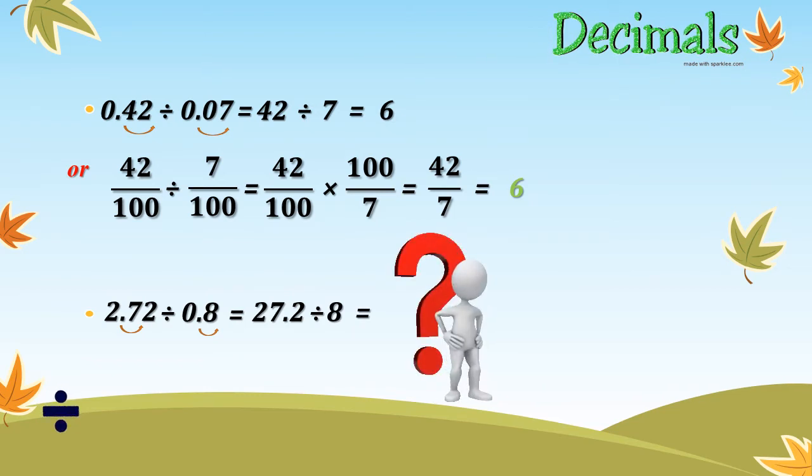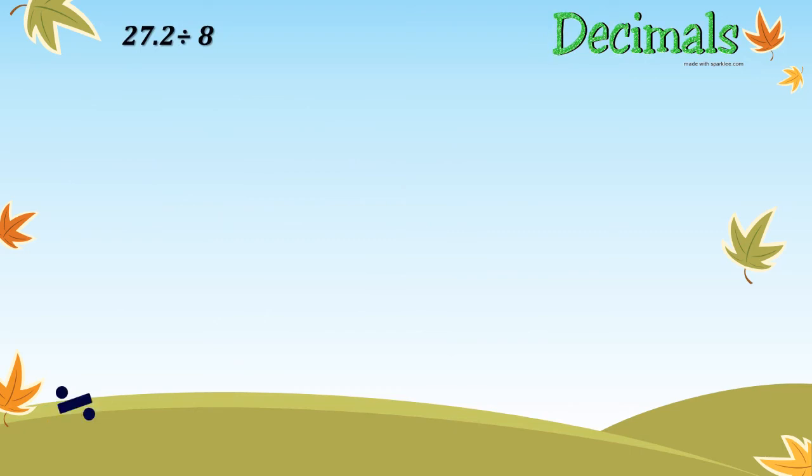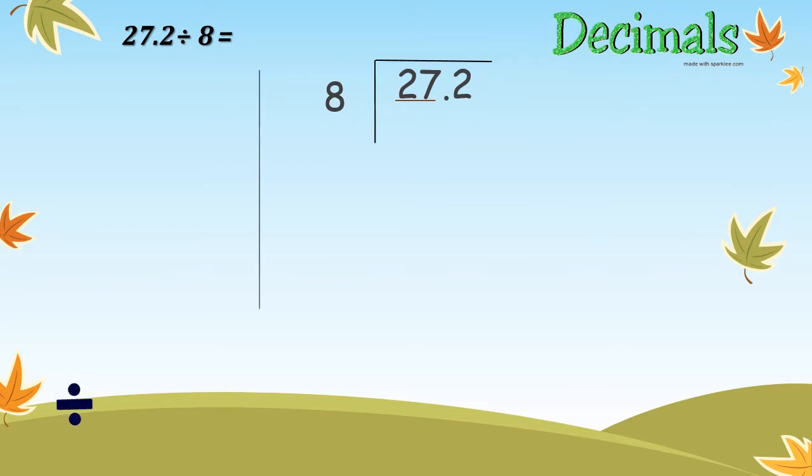Okay, how should I do that? Let's answer together. Now, let's learn how to divide 27 and 2 tenths by 8. I will write it in long division form. If I have one digit in the divisor, I will start by taking only one digit in the dividend. But I can't divide 2 by 8, so I will take the 27.